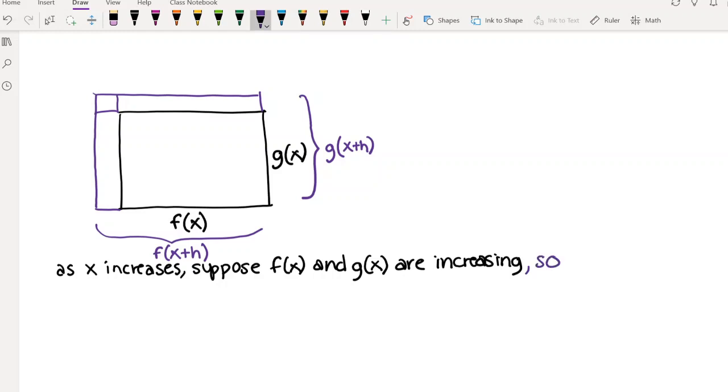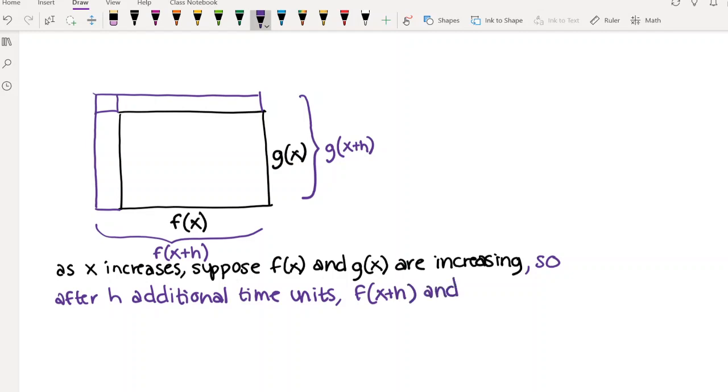So after h additional time units, f of x plus h and g of x plus h are the new dimensions.